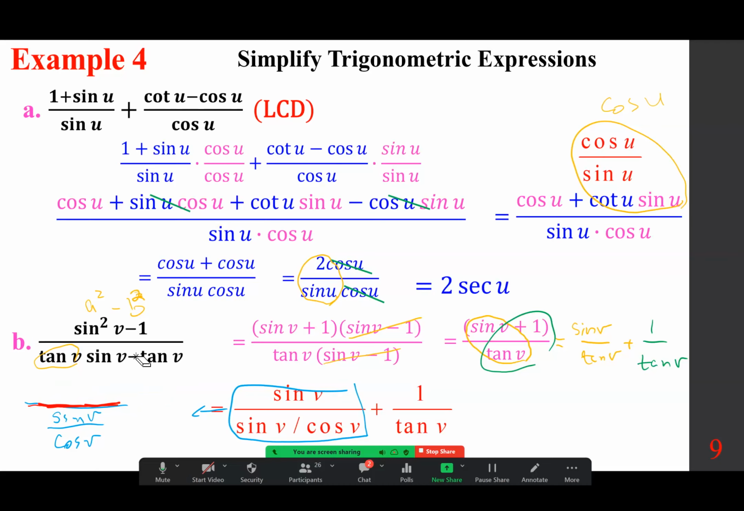So this was sine v. You can write that as sine v over 1. And you remember, you multiply the extremes. You put them at top. You multiply the means. You put them at the bottom. And clearly, these two cancel each other. You get the cosine. However, you can do that. This is a complex fraction. You can easily simplify that.